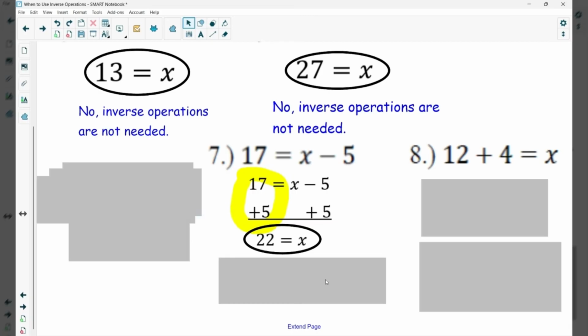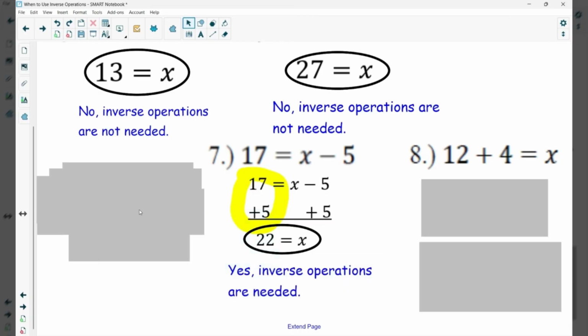Oh, and I forgot to reveal the box that says we need to use inverse operations, but we do need to use those because the variable x was not by itself. Again, 17 plus 5 is 22, so we know that x is equal to 22.